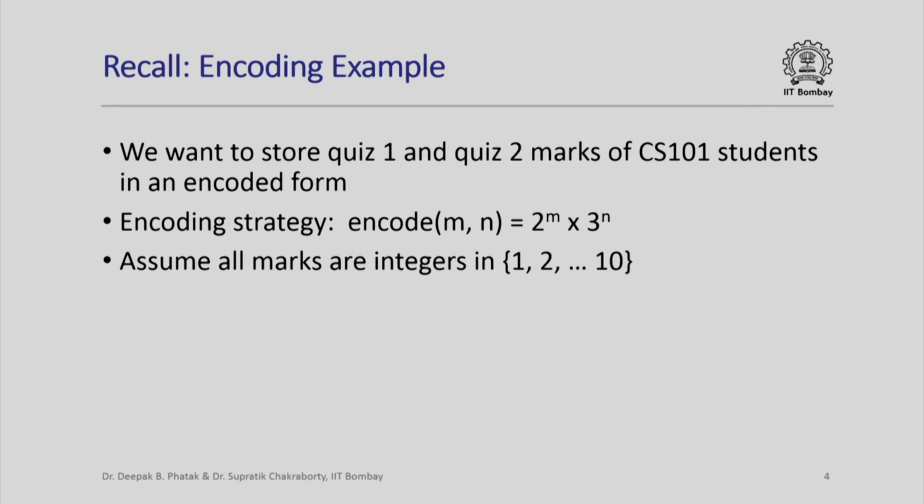So let us recall the encoding example that we had seen a few lectures back. We want to store quiz 1 and quiz 2 marks of all CS101 students in an encoded form. We had agreed to encode a pair of quiz marks in the following way. If m and n are quiz 1 and quiz 2 marks, then their encoded version would be 2 raised to m times 3 raised to n. We also assumed that all marks were integers in the range 1 through 10.